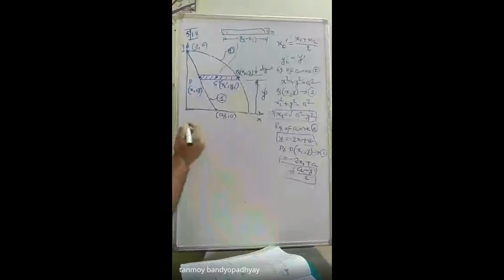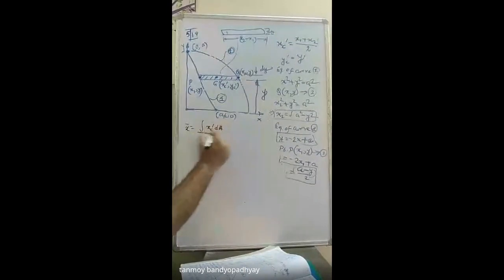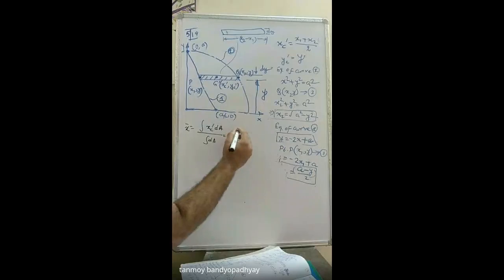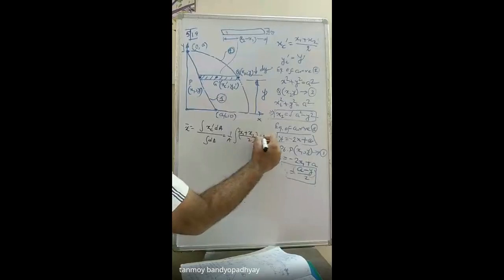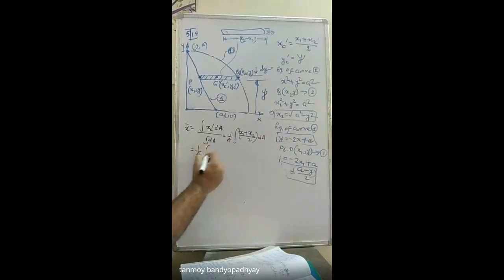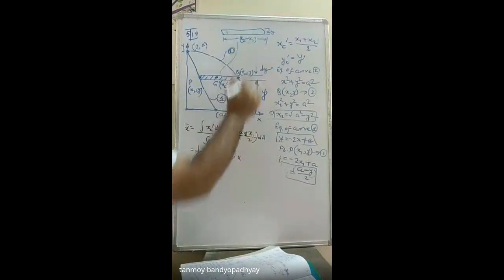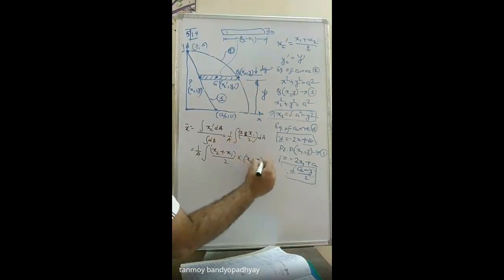So x bar is equal to integration of xc prime into dA divided by integration of dA. So that is 1 by a integration of xc prime, where xc prime is x1 plus x2 divided by 2, into dA. So 1 by a integration of x2 plus x1 by 2 into dA. What will be dA? dA will be equal to x2 minus x1 into dy.